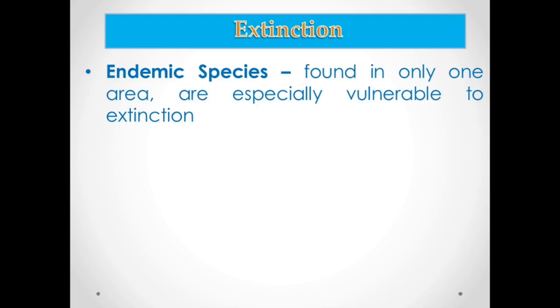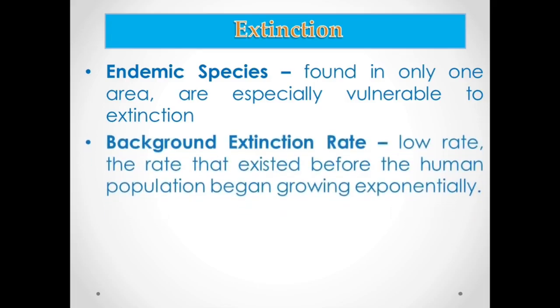Okay, so many of these endangered species are amphibians, such as the now extinct golden toad. These are examples of endemic species. Endemic species are actually specialized species. Okay, so throughout most of Earth's long history, species have disappeared at a low rate, and this is what we call the background extinction rate, the rate that existed before the human population began growing exponentially.